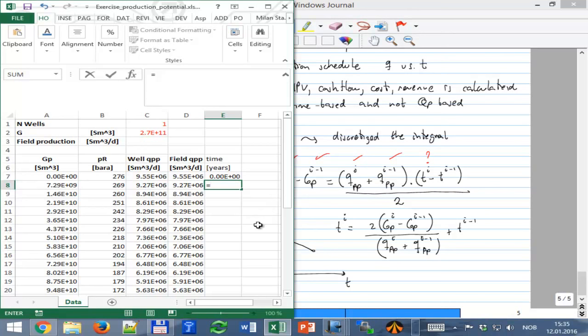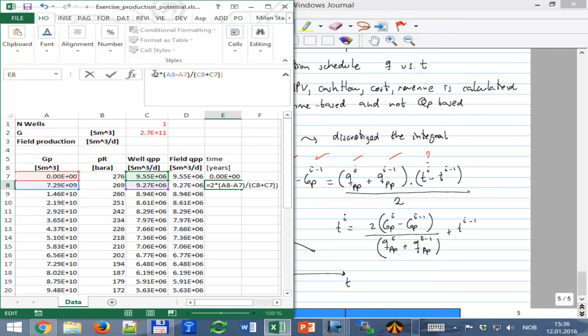So that's equal to 2 times this cumulative production minus this cumulative production, okay, divided by 1 rate, the potential plus this rate, and all of that plus the previous time.